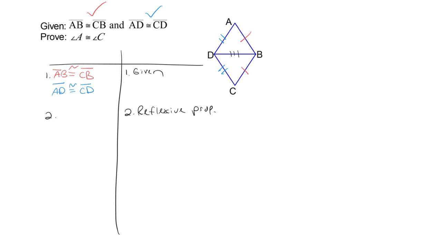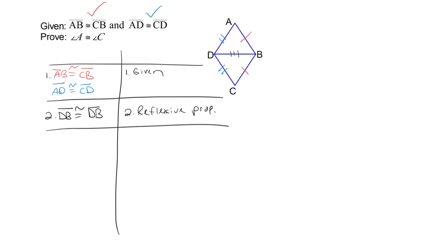So step 2 is going to be line segment DB is congruent to line segment DB. All right, now I have 3 things, right? I have a side, another side, and a third side. So I can prove that the two triangles are congruent using side, side, side, right? All 3 sides in both triangles are congruent to each other.